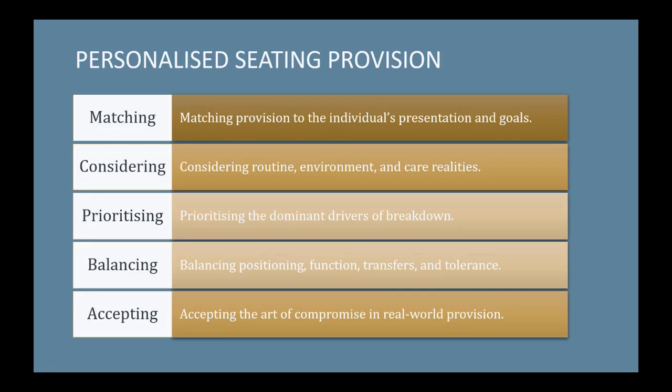And one thing that we always talk about is accepting and feeling comfortable with compromise in real world provision. We can't always tick off every single box, especially within complex needs. Sometimes we need this skill of being able to prioritise and being comfortable with the compromise to make sure that we get consistent, compliant use. So when I talk about personalised seating today, I'm really talking about a structured clinical decision-making process, not just a product decision. And that's why we're focusing on part one, on reasoning first.